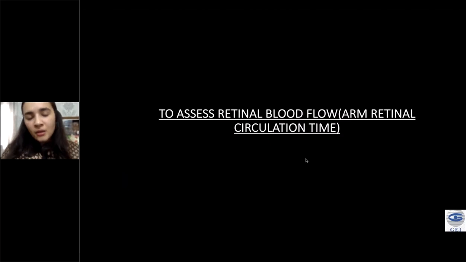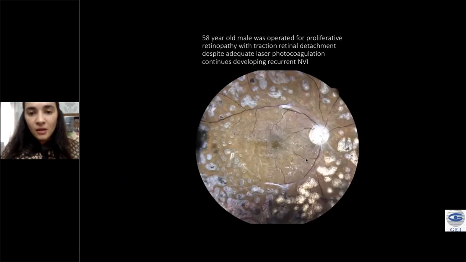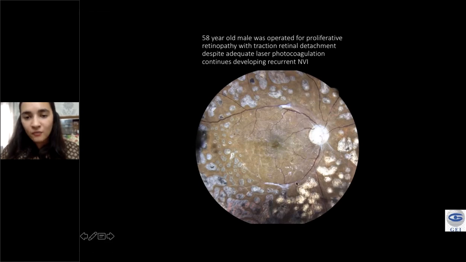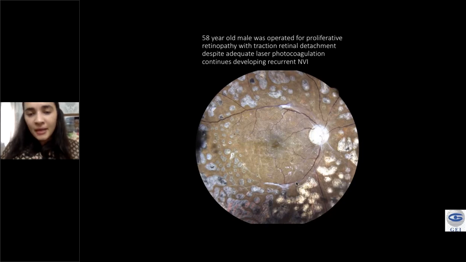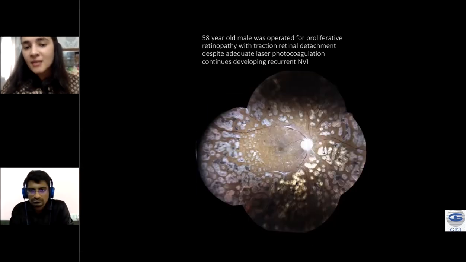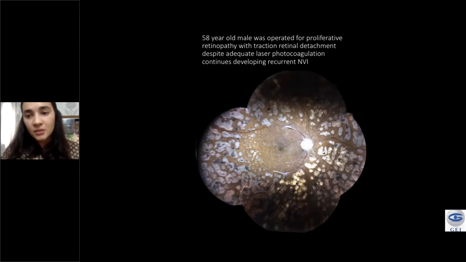Another important function is to assess the retinal blood flow time. So there was this one-eyed gentleman we operated for a diabetic tractional detachment. A little bit of residual traction was left behind. The disc is very pale. His vision was 6/9, but he kept on developing these recurrent NVIs despite us having done a very heavy 360-degree laser. So how do you explain this recurrent ischemic phenomena, recurrent neovascularization?